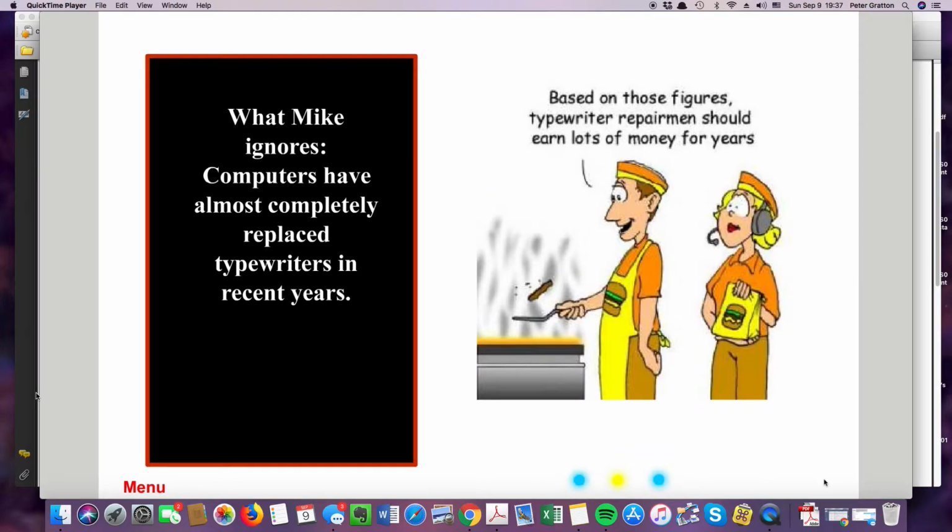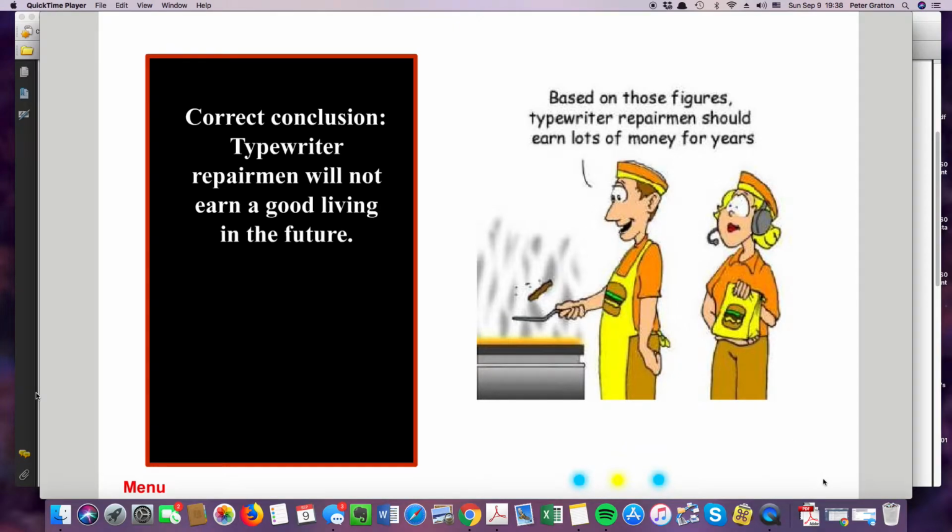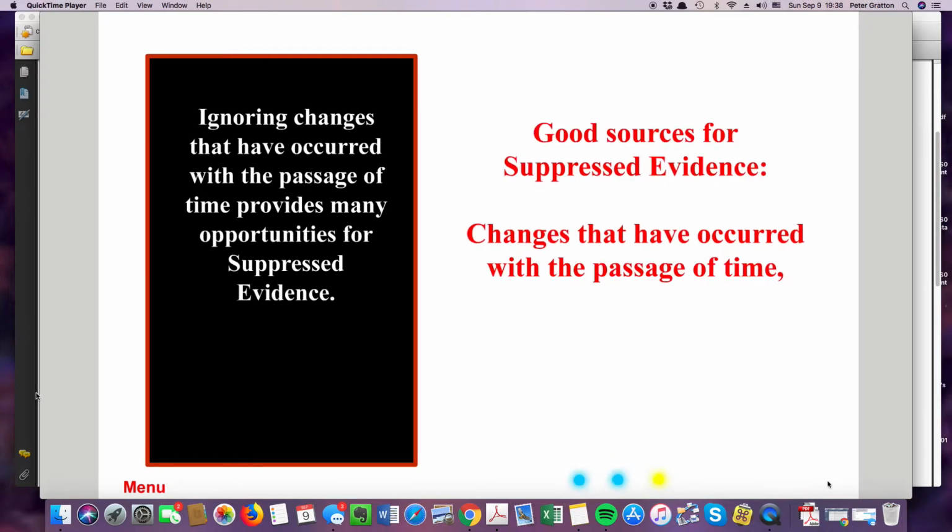So obviously computers have almost completely replaced typewriters in recent years, though Tom Hanks famously still uses a typewriter for his work. So the correct conclusion is that typewriter repairmen will not earn a good living in the future. So good sources for suppressed evidence. You look for changes that occurred with the passage of time.